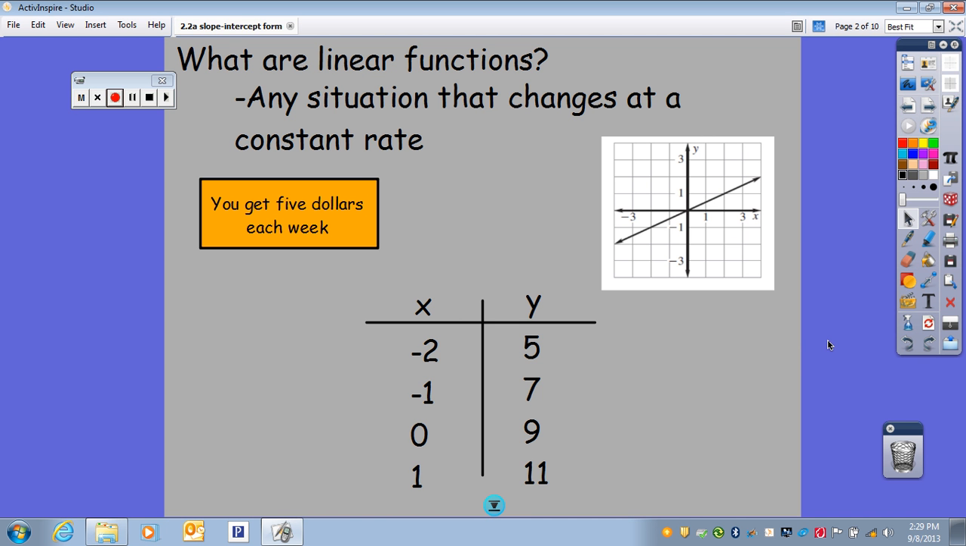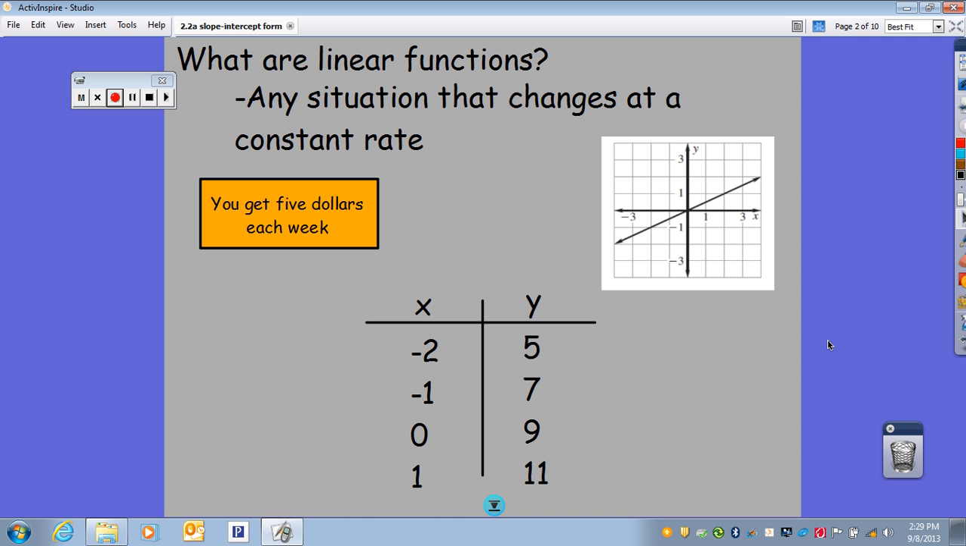What are linear functions? A linear function is any situation that changes at a constant rate. For example, this is a description of a linear function. You get $5 each week. That is a constant rate of change. Every week, $5.